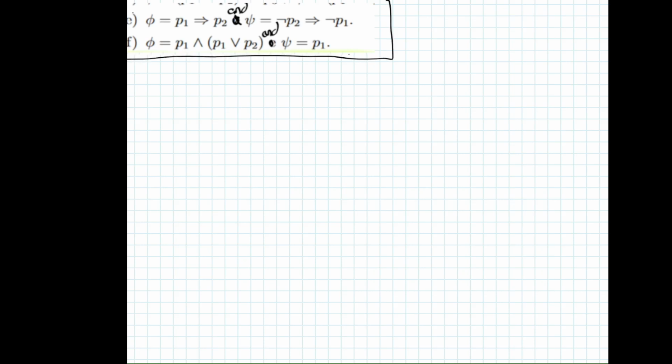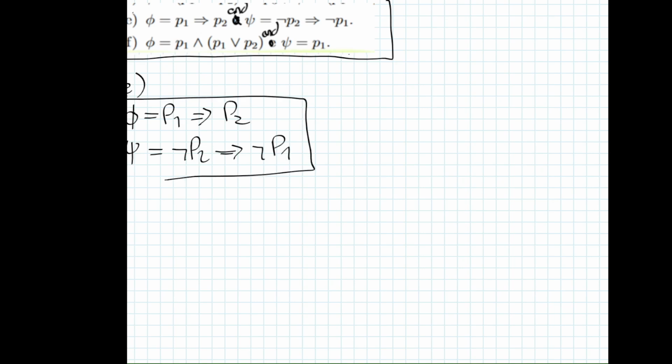Okay, so E. We have phi of P1 implying P2, and psi of the negation of P2 implying the negation of P1. So, truth table for P1 and P2.